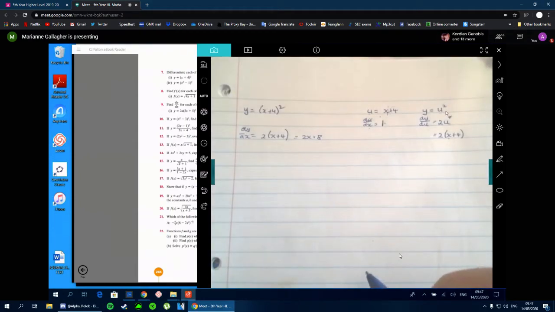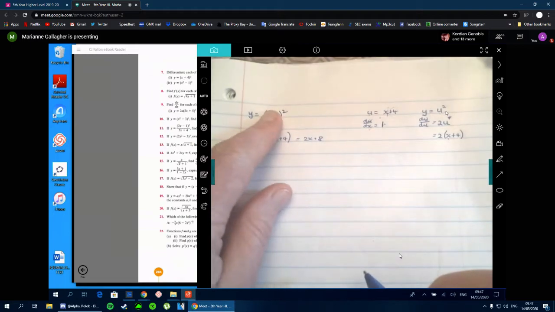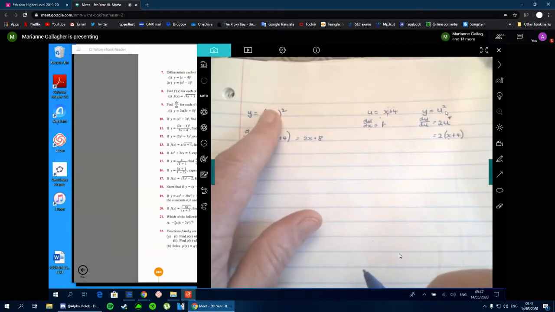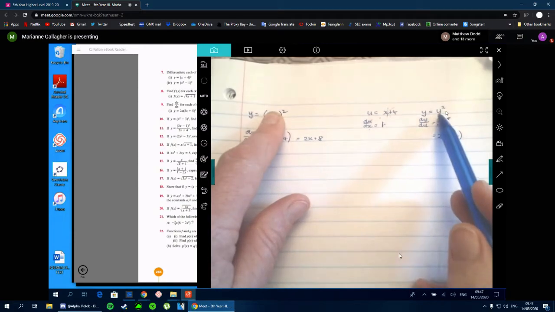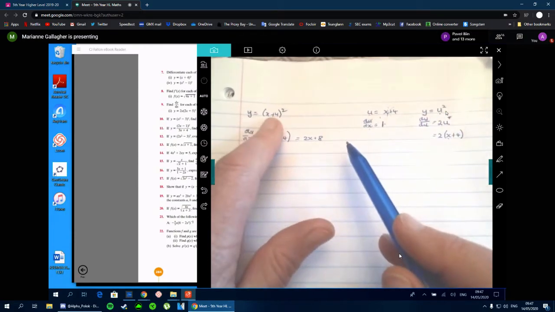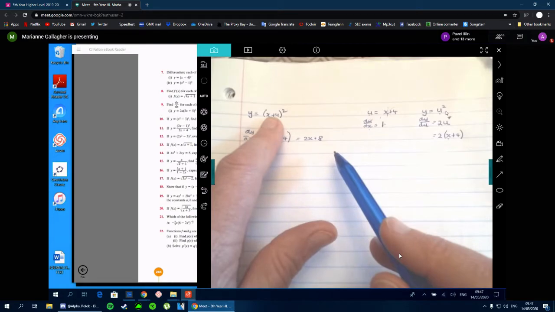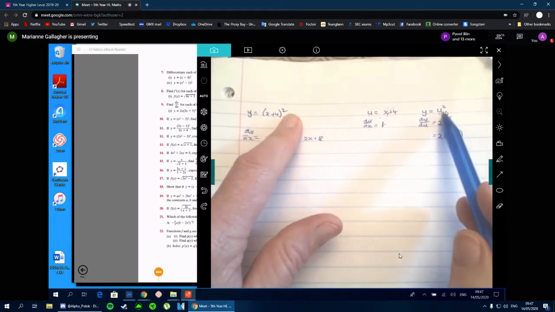Okay? So you're kind of just covering, you're saying, okay, what's in the brackets? That's your u. And then what's happening to that? It's getting squared. That becomes your second function. So the first function is, what would you do first? I'd do x plus 4 first. Then what would you do? I'd square it. And that's what that is.